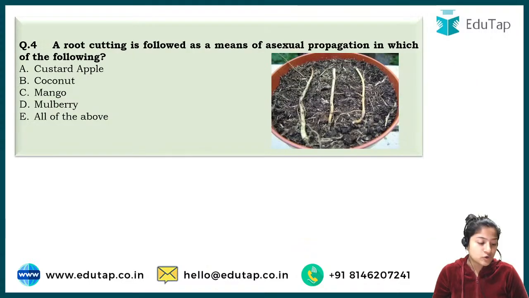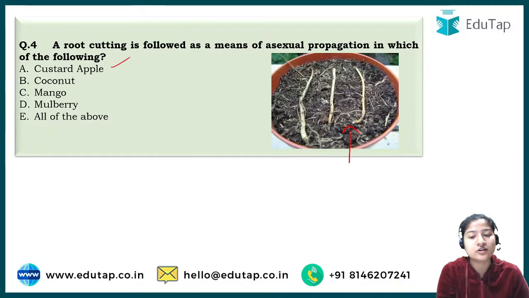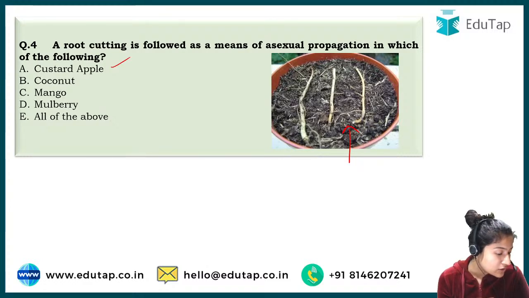Now let's move to question number 4, and it says, a root cutting is followed as a means of asexual production in which of the following? So herein root cutting is usually where you cut down the root and the new plant generates from the root. So this is root cutting. Herein you have to tell which of the following usually follows this particular method.